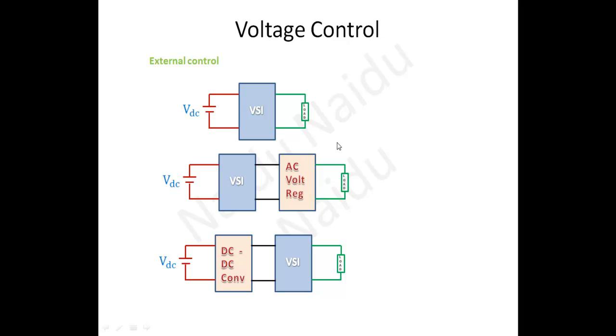But look here, in the case of the external method, we have one more additional converter. If you have one more additional converter, first of all, it increases the overall size of the converter.